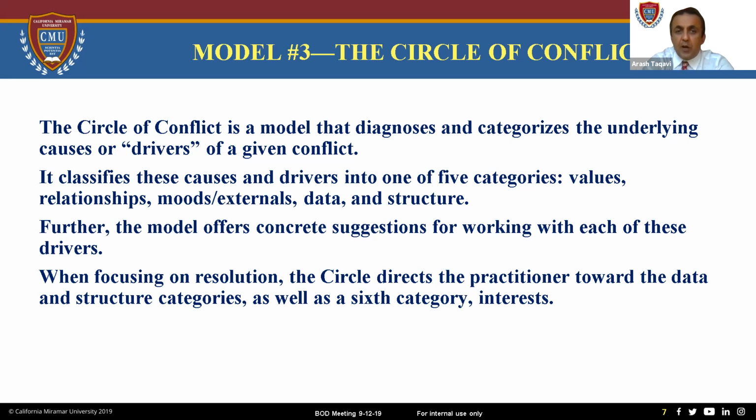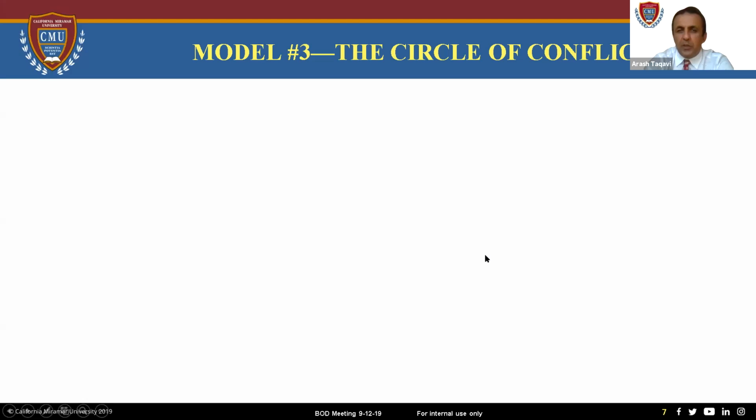It classifies these causes and drivers into one of 5 categories: our values, our relationships, our moods or externals, our data, and our structure. Further, the model offers concrete suggestions for working with each of these drivers. When focusing on resolution, the circle directs the practitioner toward the data and structure categories, as well as a 6th category, so-called interest. Again, we can find interest in all aspects of conflict: interpersonal, social conflicts, political conflicts. It's a matter of interest.